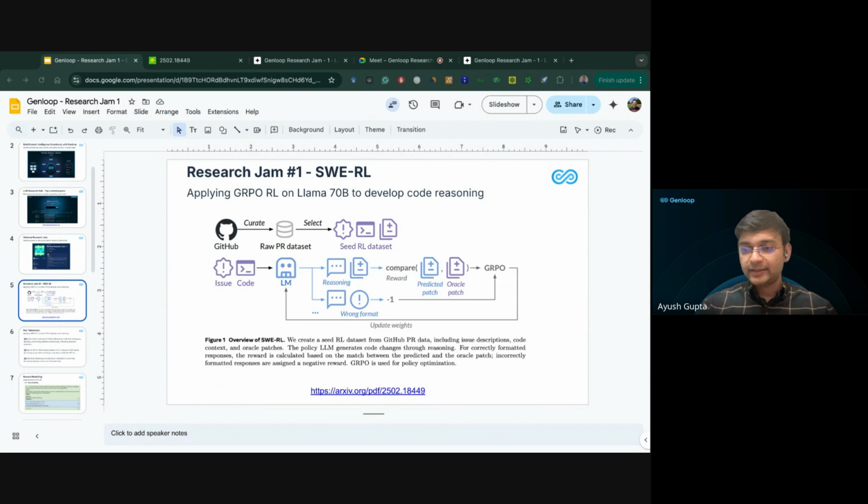Any questions so far? Anything before we go further into the key takeaways and reward model?